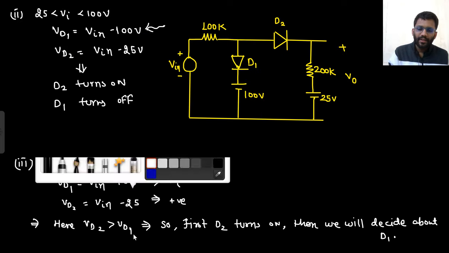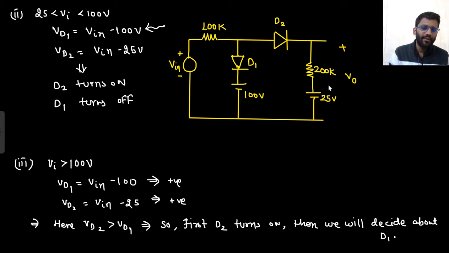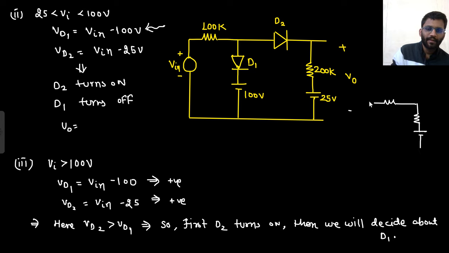If D2 turns on and D1 is off, what will be your V0? What will be your V0? V0 will not be 25, right? What will be the circuit? The circuit will be 100. This D2 is on and D1 is off. 25, and this is your Vin. This will be the circuit, right?